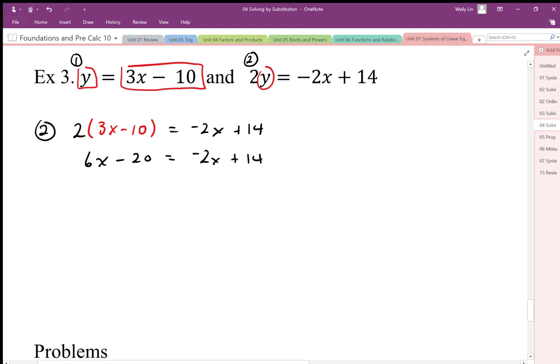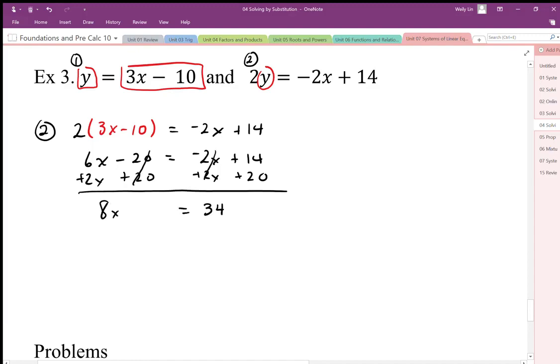Okay, just make sure that you're being careful with your pluses and minuses. So plus 20, plus 2x, plus 2x. Okay, so that gives me the 8x on this side, 0 pair, 0 pair. I end up with 34 on this side. Okay, so once I've done that, I'm going to then solve for x.